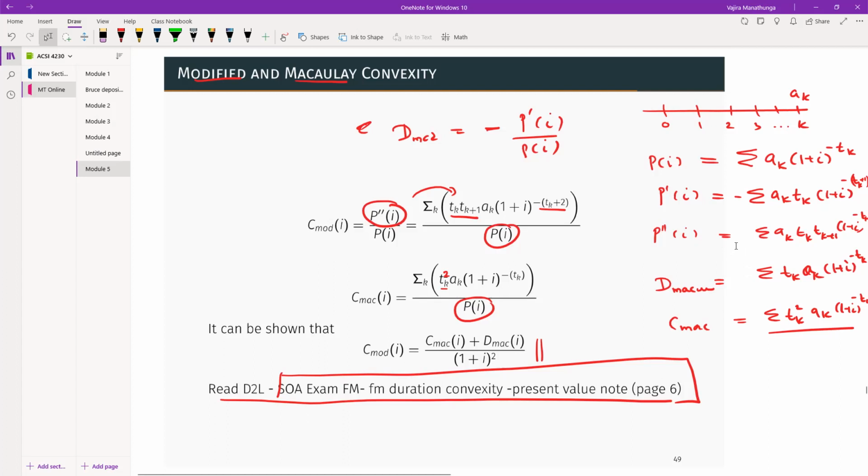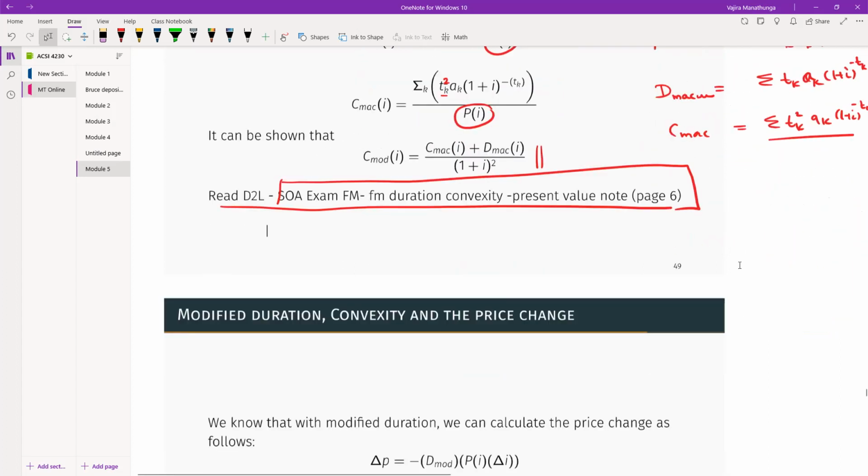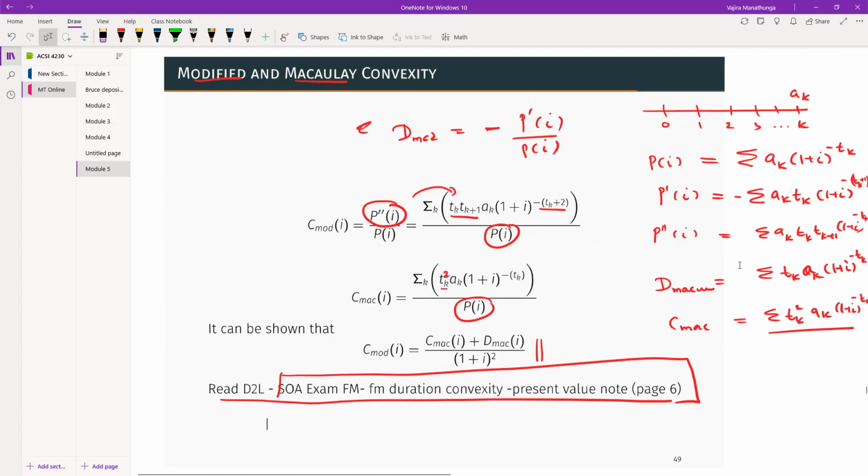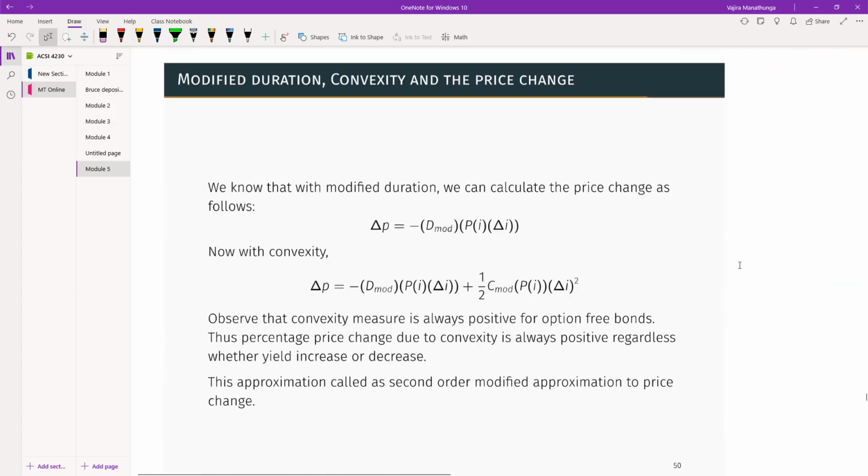Now, these are not easy to calculate manually, so you can use Excel functions and other tools to calculate. Now we can use the modified duration to calculate price change. Earlier we saw that delta P, the price change, is basically negative D mod P delta i.